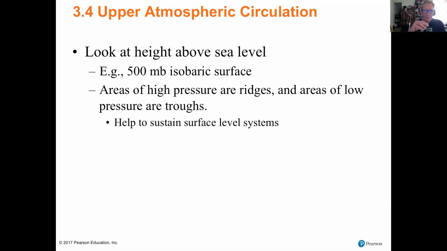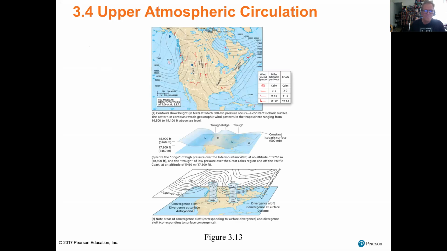Okay, so where you have areas of high pressure, those are called ridges because they go up, and areas of low pressure, they are troughs. So you have to think of this in three dimensions, like they do in weather. Even though it's a two-dimensional weather map, you have to think of it in three dimensions in the real world. As you go up in altitude, in elevation, the air pressure decreases.